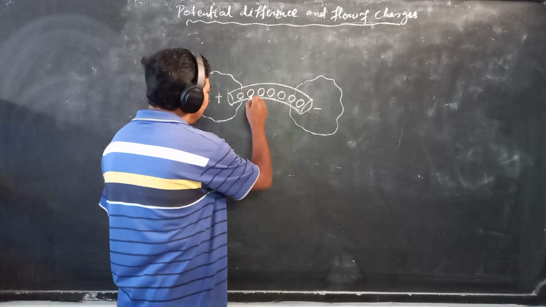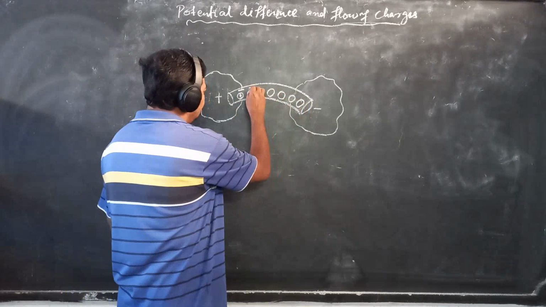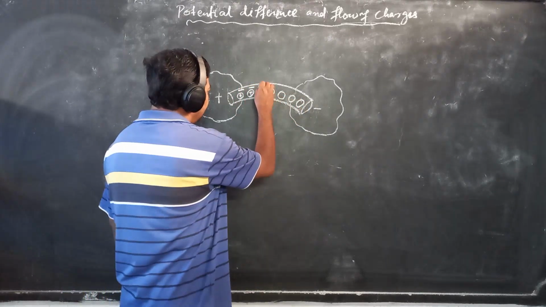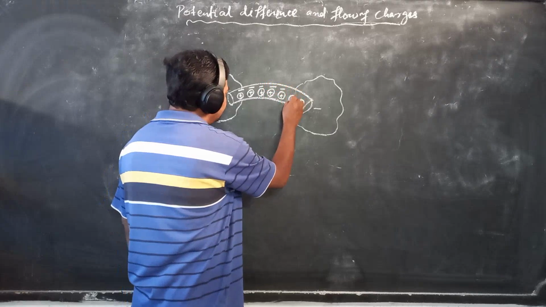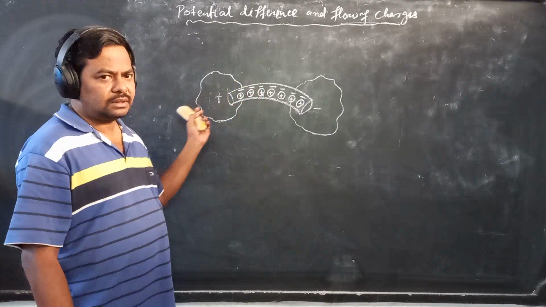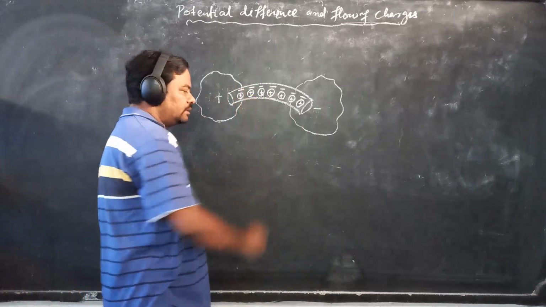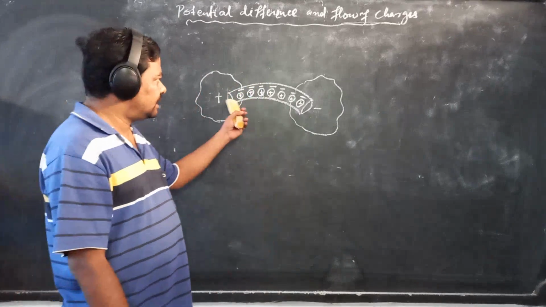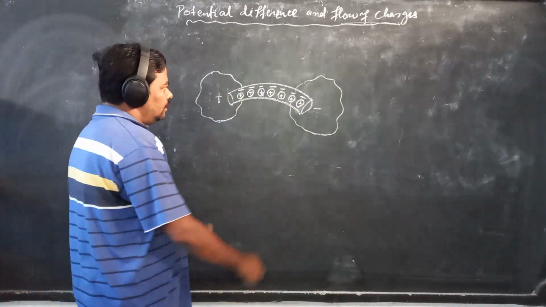These atoms ionize. That means the valence electrons come out of the atoms. So the valence electrons, now you see, have come out of their atoms. And what is left in the atom? This is not an atom now, this is a positive ion. Okay. So what will happen?